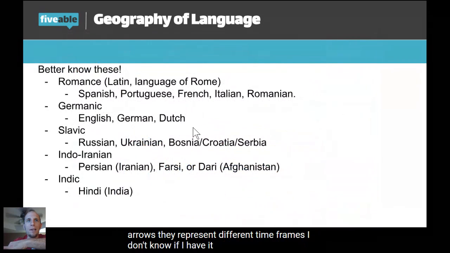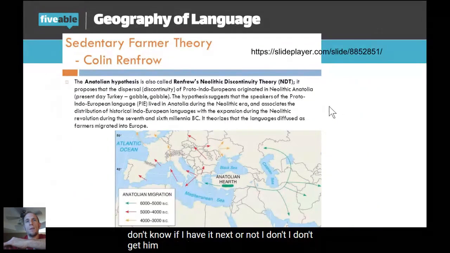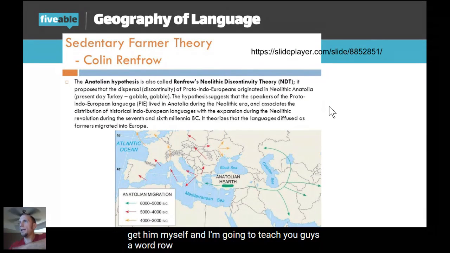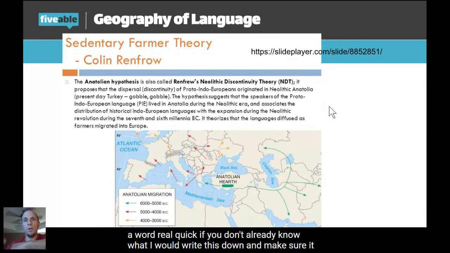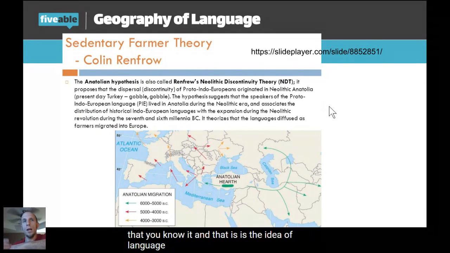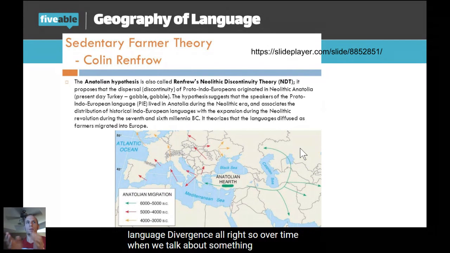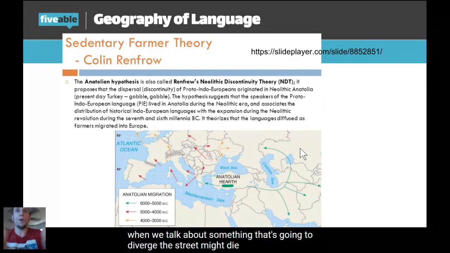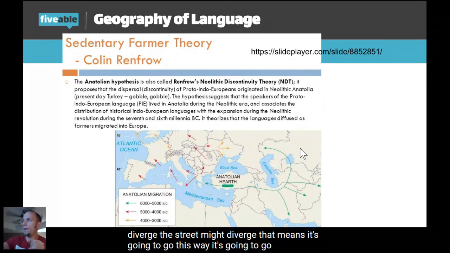I don't know if I have it next or not. I don't. I'm going to get ahead of myself, and I'm going to teach you guys a word real quick. If you don't already know it, I would write this down and make sure that you know it. And that is the idea of language divergence. All right. So over time, when we talk about something that's going to diverge, the street might diverge. That means it's going to go this way. It's going to go this way.